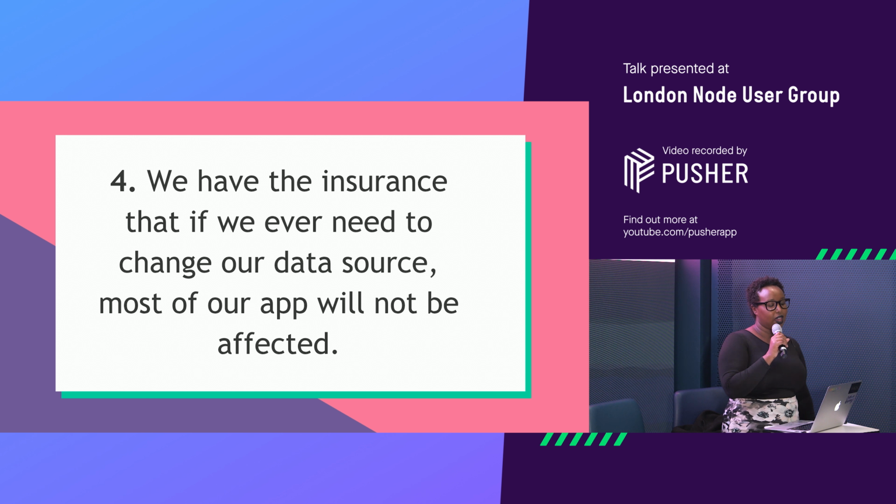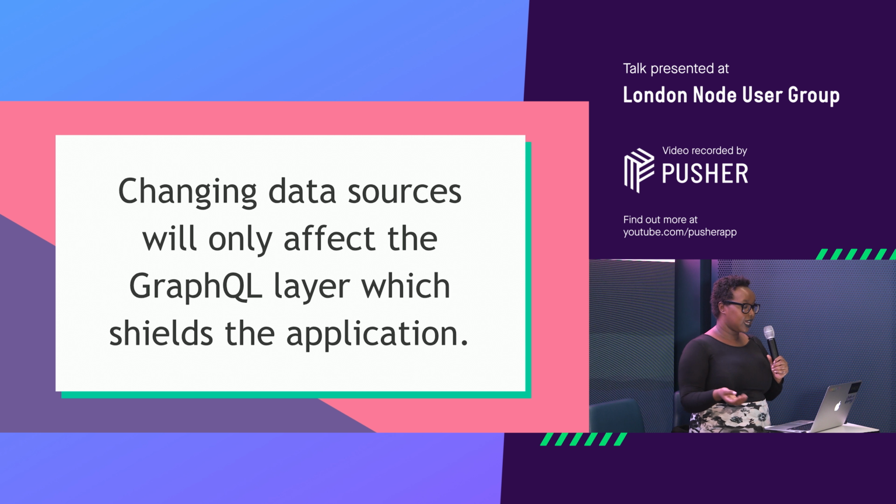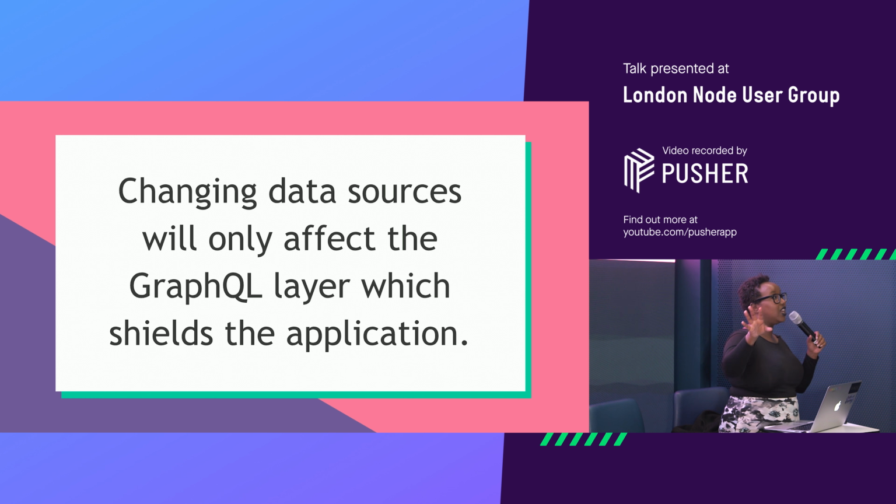One of the hugest benefits from using GraphQL is that now we have assurance that if we change our third-party API, our application won't be affected as much. Changing our data source would only affect the GraphQL layer, and our application doesn't really know about that. So it's shielded from that change.